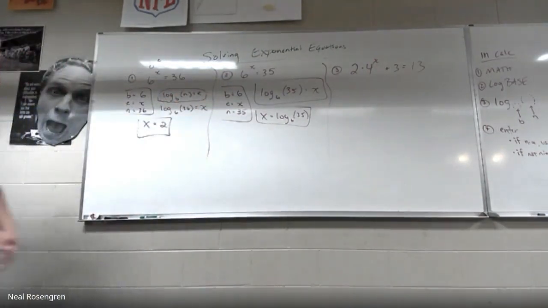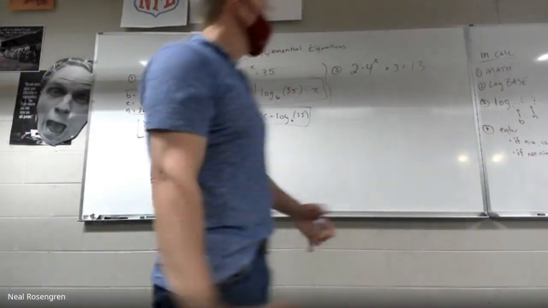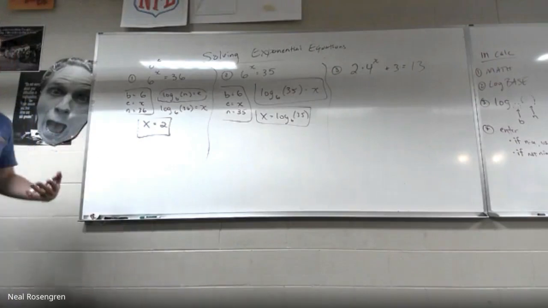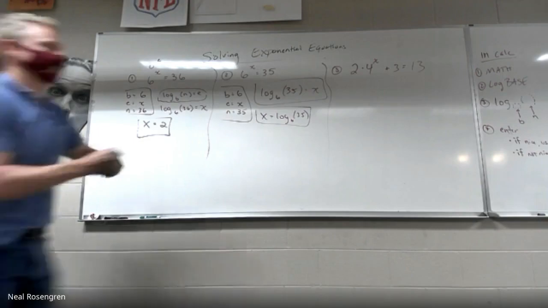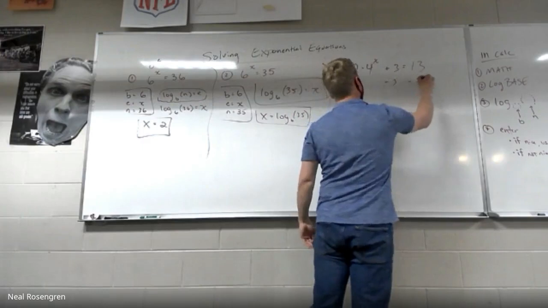But 3 is not ready for that switch yet between exponentials and logs. You've got to go through the process of getting it alone first. Then we're good to go. So 2 times 4 to the x plus 3 equals 3. What do you think? What should we do first? Not add. Do the opposite, starting with addition subtraction first.